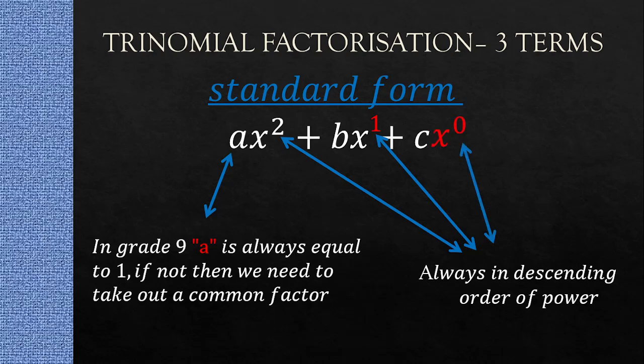So maybe you didn't know the constant c, we can attach an x to the 0 because if you go back to your exponent laws, x to the power of 0 is actually 1. So that x to the power of 0, I've just placed it there so that you can see that the powers are actually in descending order, even though that is a constant.